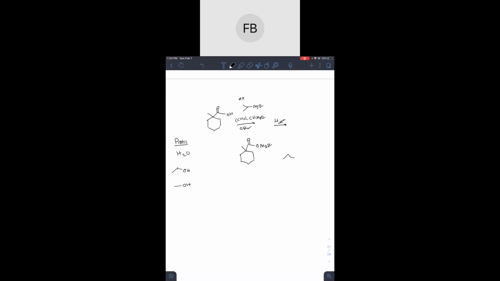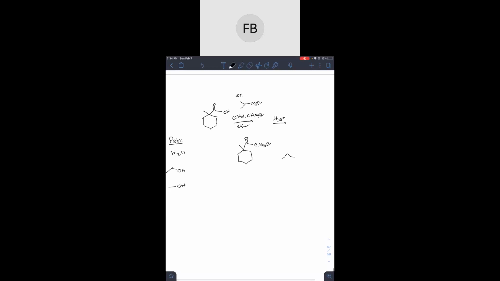So essentially, what happens when you have something protic, I just want to reiterate everything. This hydrogen right here goes into the position of the MgBr, and the MgBr takes the position of the H. So in the end, where the hydrogen was, we now have an MgBr, and where the MgBr was, we now have a hydrogen.